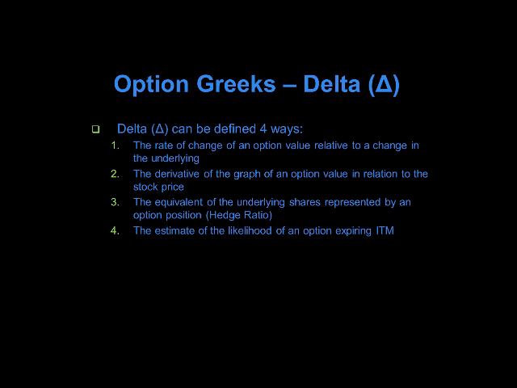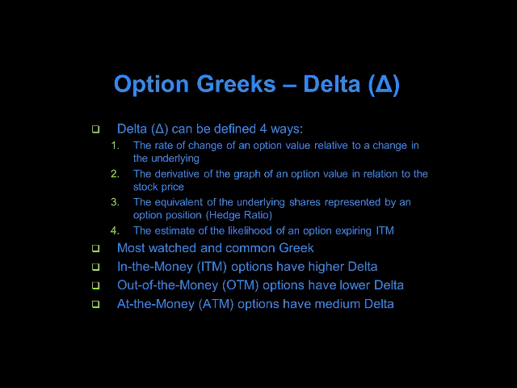And then the final way is the estimate of likelihood of expiring in the money. So it's a rule of thumb. If you've got a delta of 30, then you've got about a 30% chance of the option expiring in the money. That doesn't mean you're going to make money on it. It just says it's going to expire in the money. Because remember, you may pay $2 for that option and it expires in the money, but it's only in the money by maybe 10 or 20 cents. So you still lost money on it. But the delta gives you a good idea of probabilities of expiring in the money. So those are the 4 items for delta.